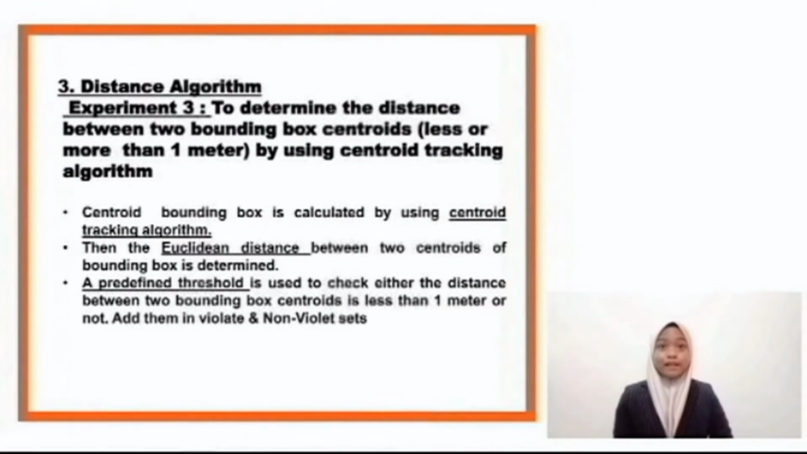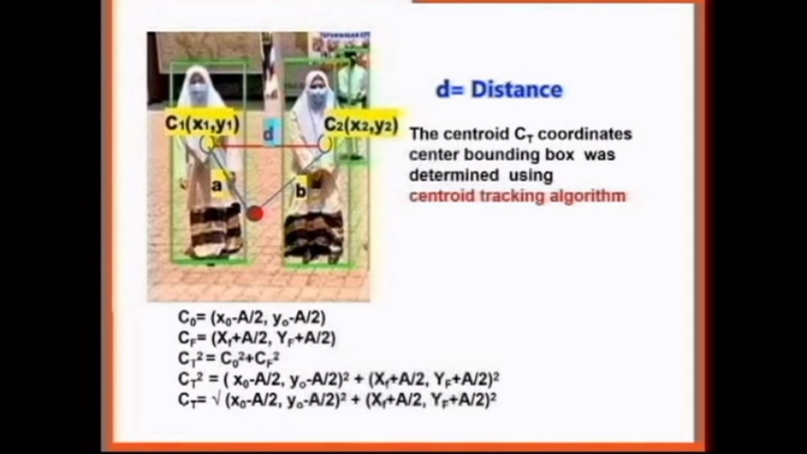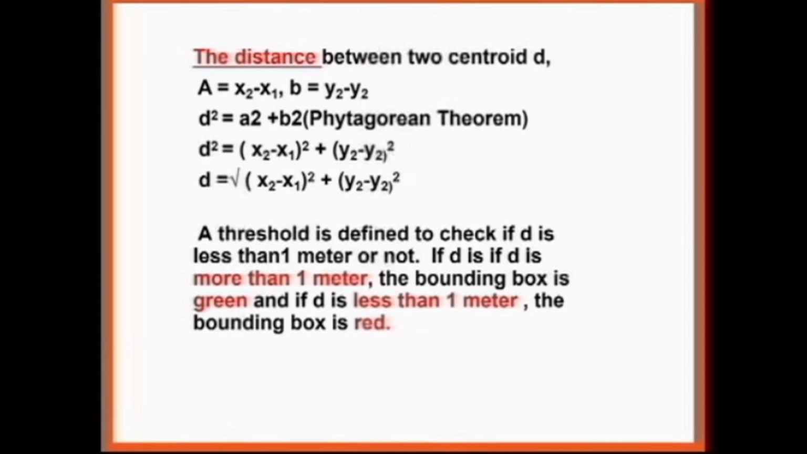Experiment 3. To determine the distance between two centroid bounding boxes. The centroid of the bounding box is calculated by using the centroid tracking algorithm. Then, the Euclidean distance between two centroids is determined. A predefined threshold is used to check whether the distance is less than 1 meter or not before adding to violate and non-violate sets. Results are, if the distance is more than 1 meter, the bounding box remains green. If less than 1 meter, the bounding box changes to red.